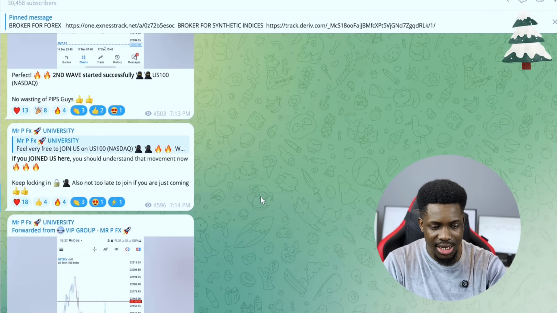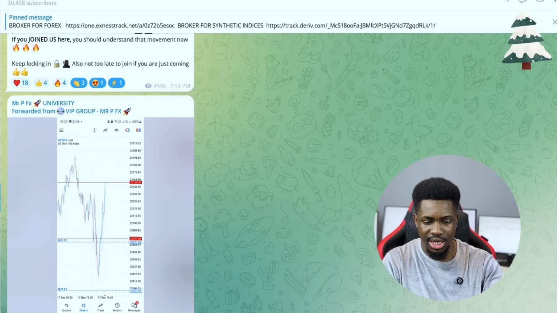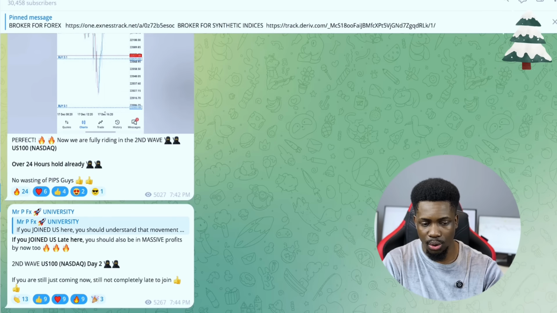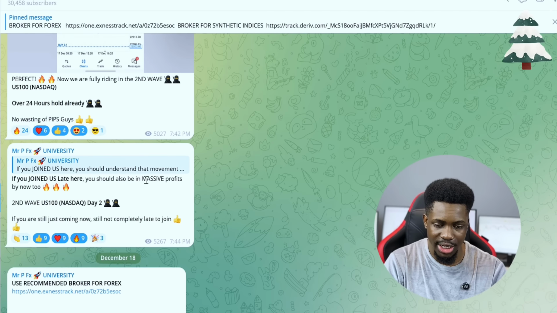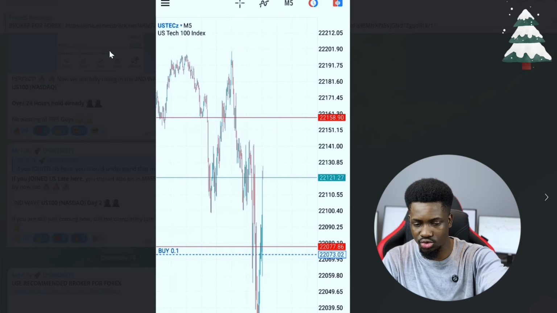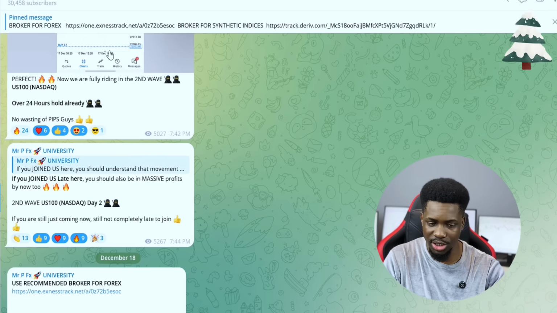And then after that, it just kept pushing up, right? You can literally see that. So now we are fully riding the second wave. So that was it. Over 24 hours of hold already. We are holding this trade for over 24 hours. And so that was it, guys. If you joined, you will be in massive profits, because this was where it was dropped, this was the movement, and then this became the movement later, right? So this was just a really smooth trade.